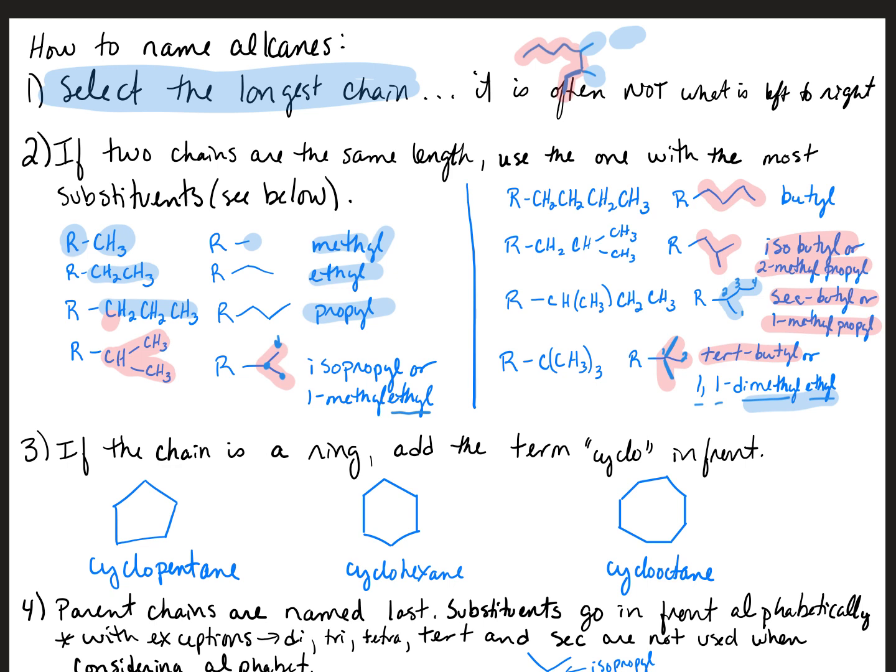That's totally fine. Okay. So the third thing is if the chain is a ring, we're going to add the term cyclo in front. There's slightly different rules when it comes to cyclos versus chains, which we'll talk about a little bit today, but really a little bit further. So if we have a pentane that's wrapped around itself, that would be a cyclopentane, or a cyclohexane has 6 carbons. A cyclooctane has 8 carbons. Okay.